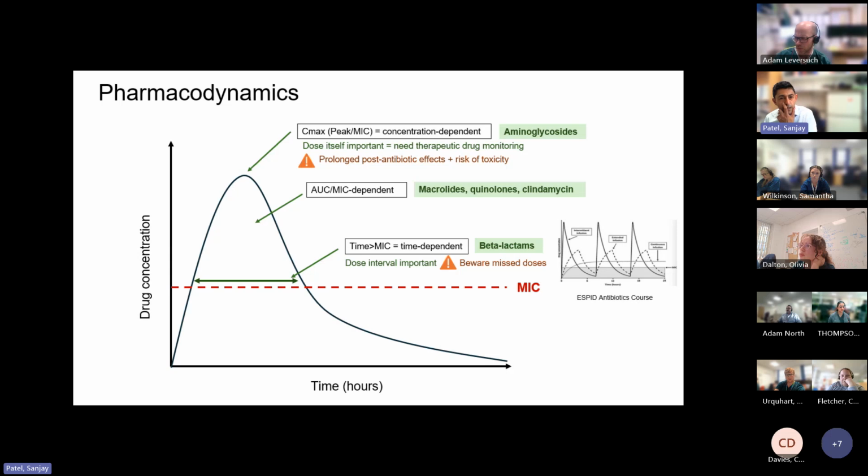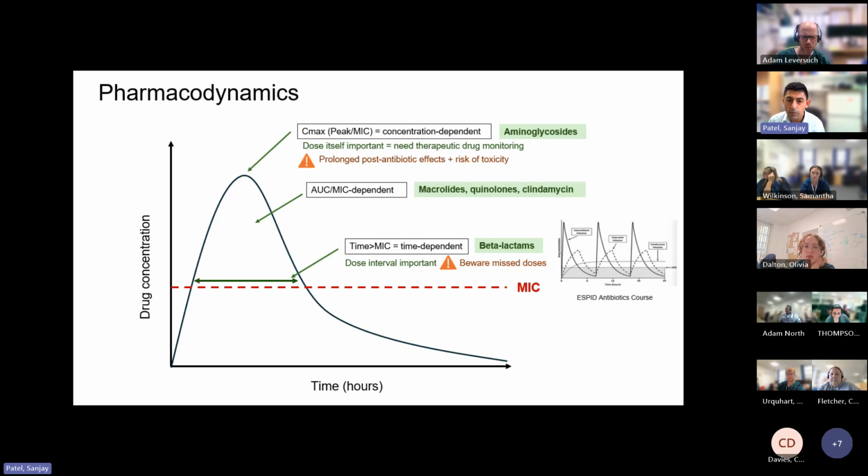Thanks, Nick. Really good. And just so people are clear, people have probably heard this concept of pharmacokinetics, which is the interaction between the drug and the body. So how it's absorbed if it's oral, how it's metabolized, how it distributes across the body, and then how it's excreted. But this concept of pharmacodynamics is how the drug interacts with the bug.